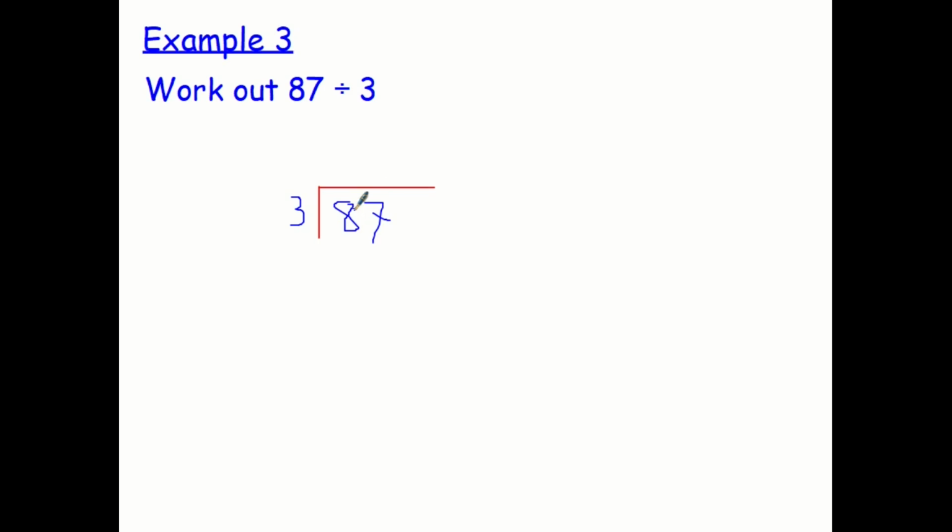Well, the most number of 3's I can get is 2 lots of 3, which is 6. So I'm going to say 2 lots of 3, which is 6. But then I've got a remainder of 2 because I've got to go from 6 to 8, which means I've got a remainder of 2.